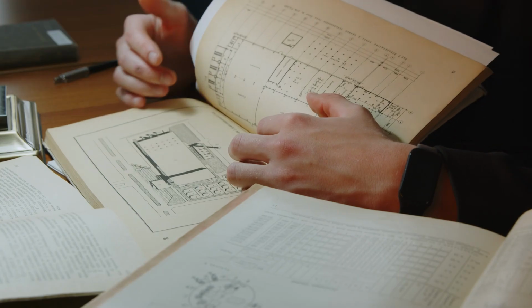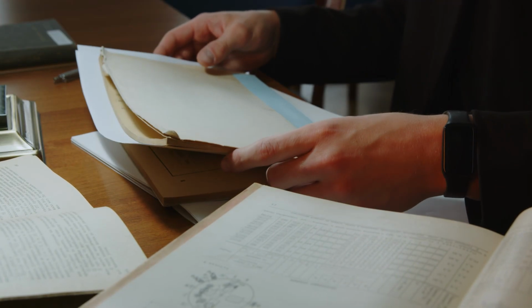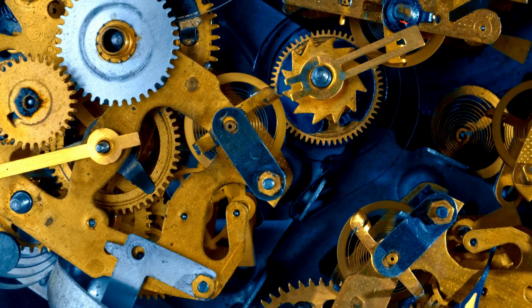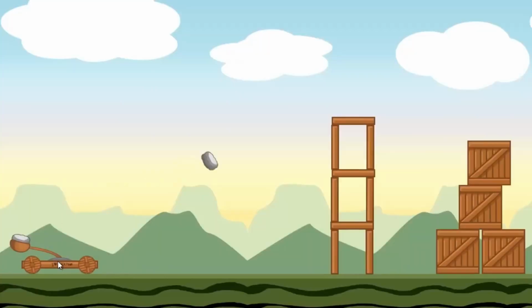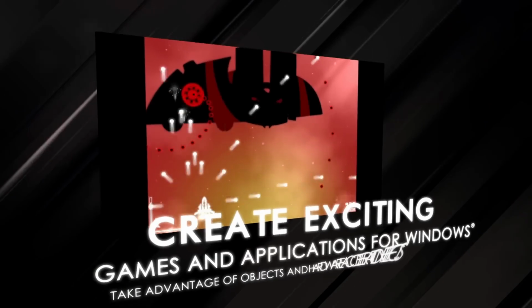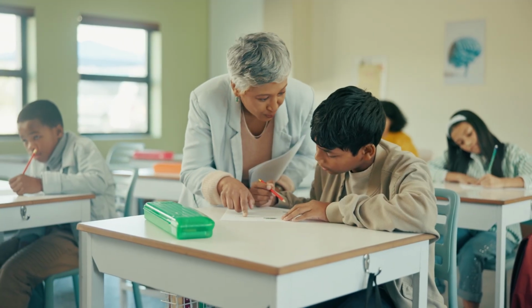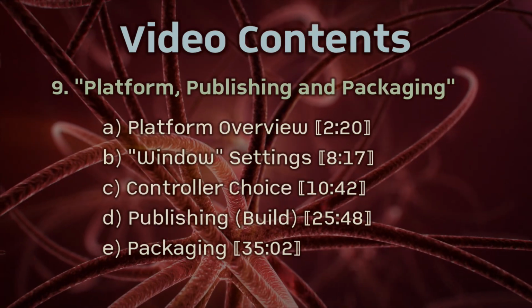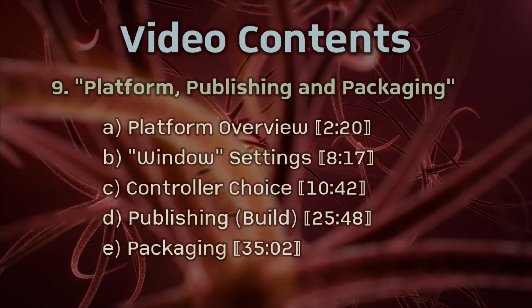We're nearly at the end of the manual section where we explain how all the parts work. The next couple of sections will be tutorials looking at how to make a game from scratch in Fusion and also how to teach that. This section's titled Platform, Publishing and Packaging.